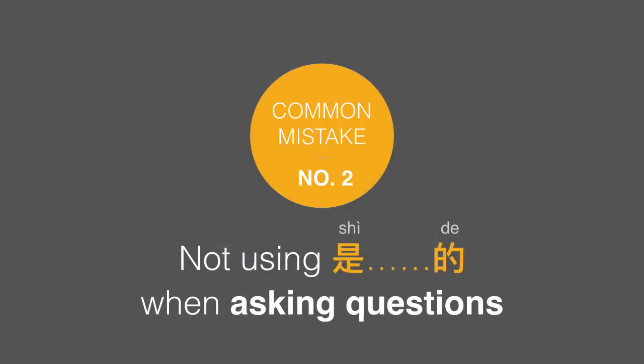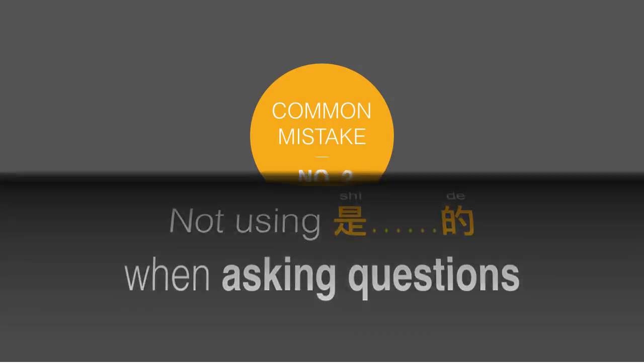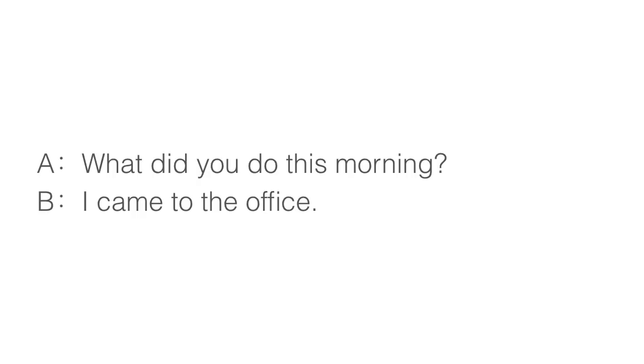Today, we'll continue to look at another common mistake in Chinese, that is not using the 是的 construction when asking questions. Last video, we talked about not using the 是的 construction. This time, we're specifically talking about not using it in asking questions. Okay, let's get started.